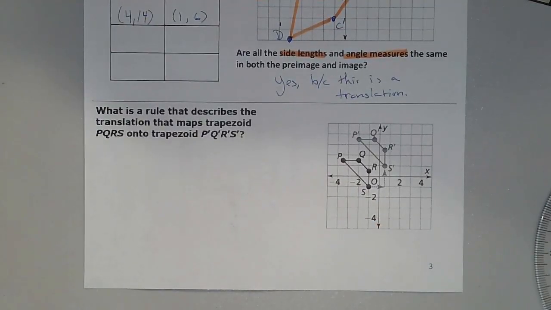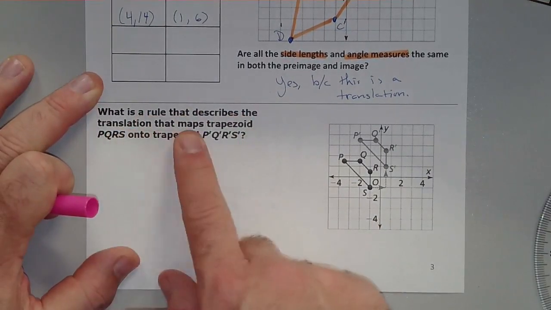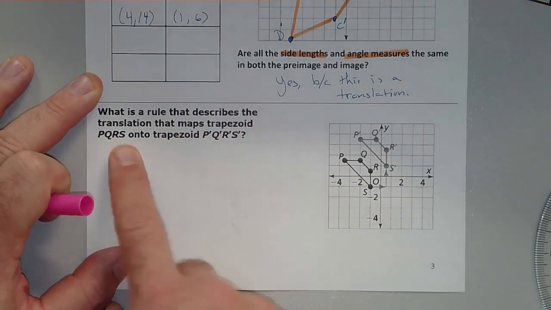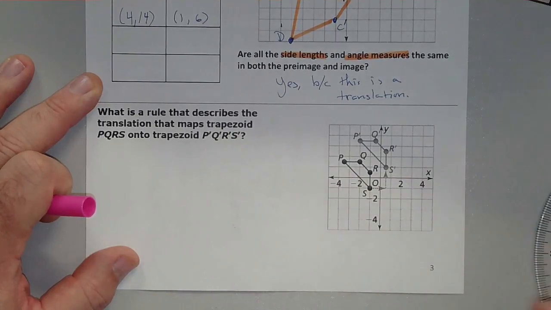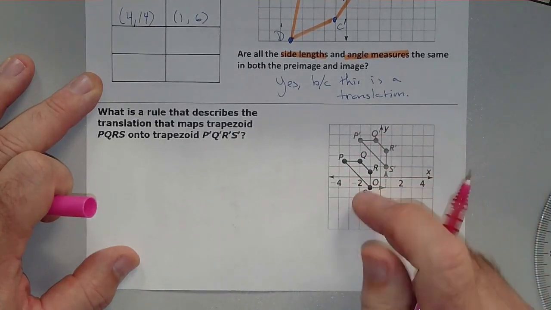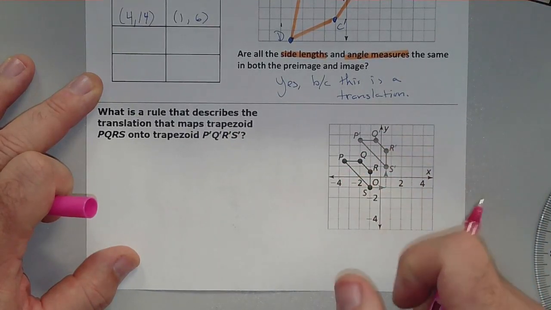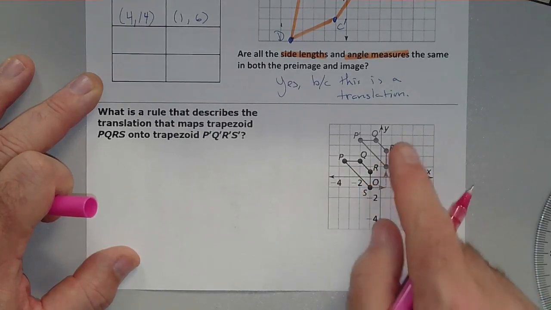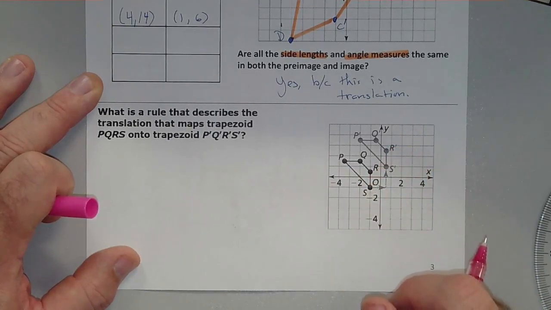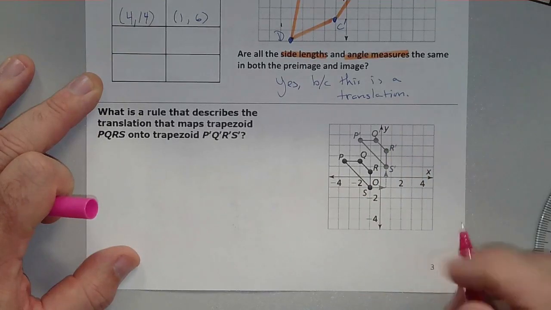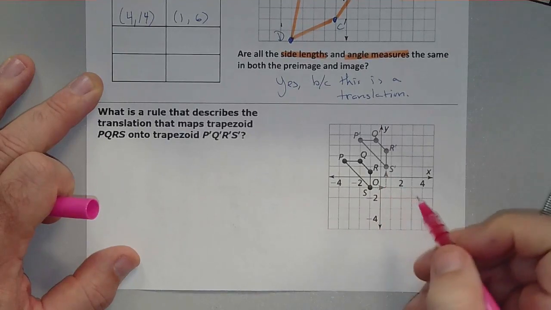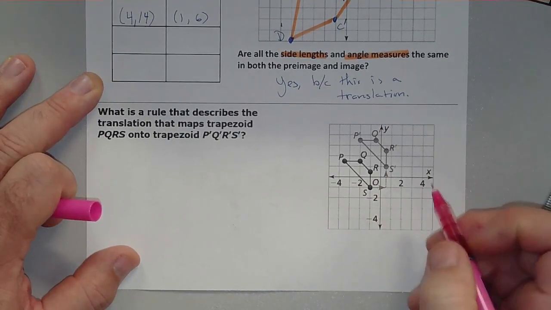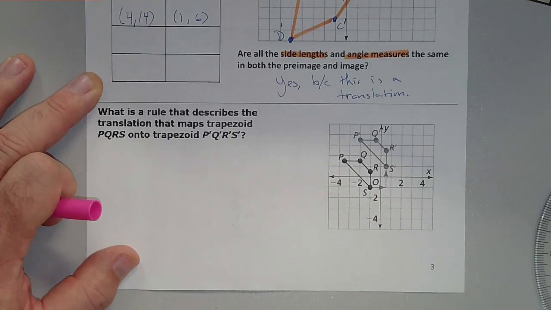We're on to the last example. Quick and easy, lemon squeezy. What is the rule that describes the translation that maps trapezoid PQRS onto trapezoid P prime, Q prime, R prime, S prime? Okay, when we look at these two, we've got black and gray. Which one are we doing? Are we going from black to gray or from gray to black? Well, some very smart people in my classroom said, the arrows say we're going from black to gray. And that's true. But there's another way for us to know. Can you see what that other way is?